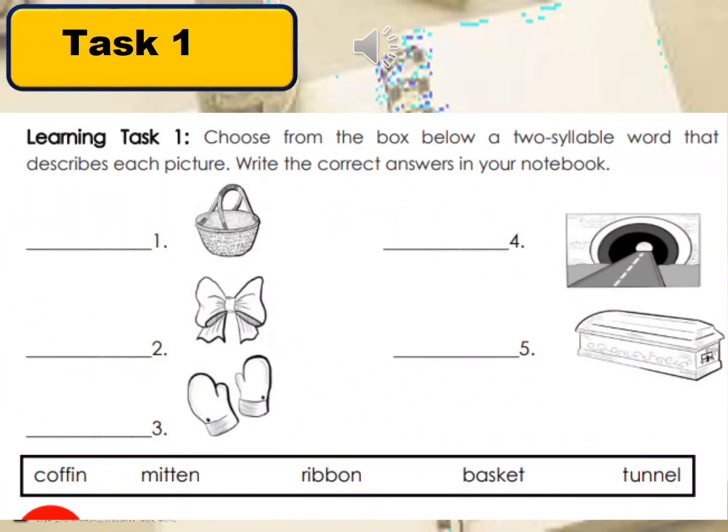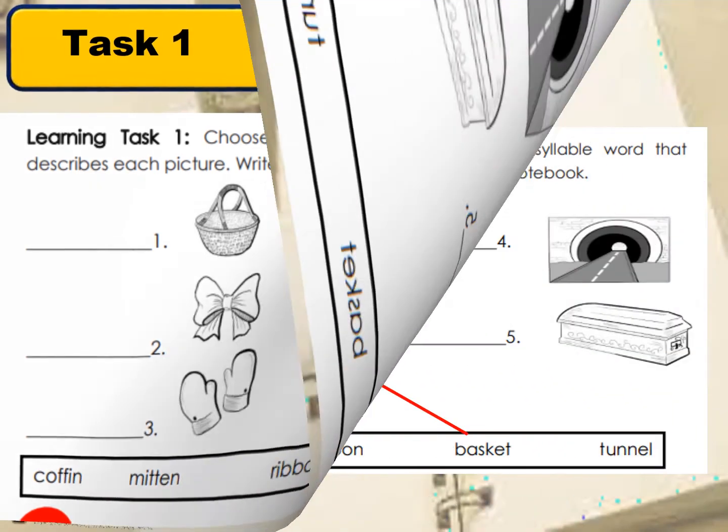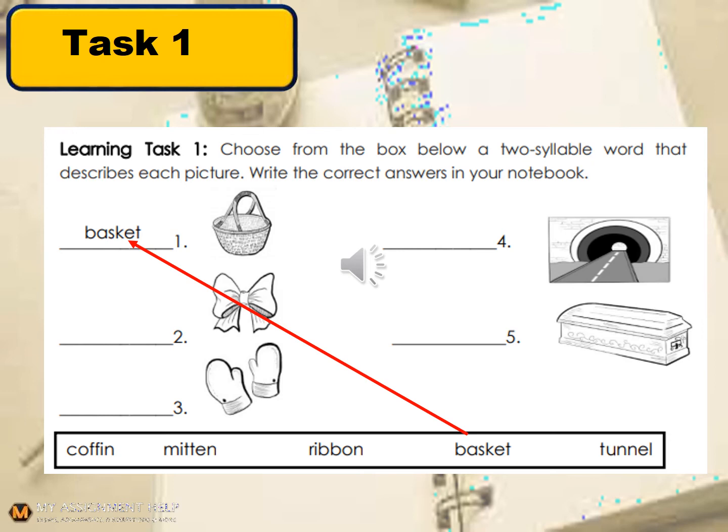Learning task 1. Choose from the box below a two-syllable word that describes each picture. Write the correct answers in your notebook. Number 1, we have first picture, second picture, third, fourth, and fifth. Now, you have to look at the box for the choices. We have coffin, mitten, ribbon, basket, and tunnel. For example, for number 1, it's basket. So you can see the spelling of basket as B-A-S-K-E-T. So you have to write properly. And do not forget the word basket has two syllables.